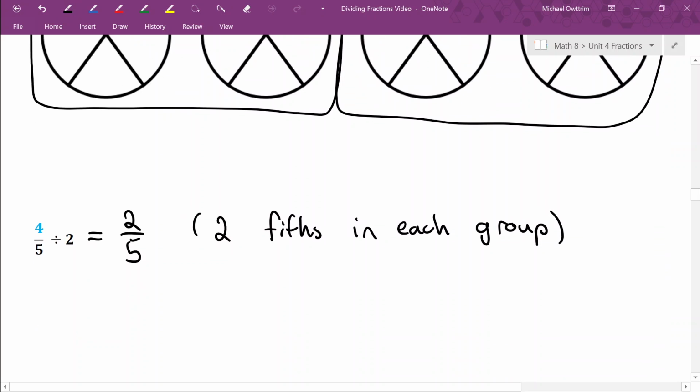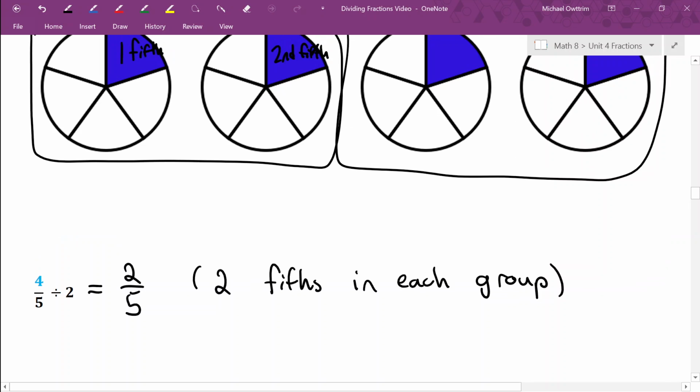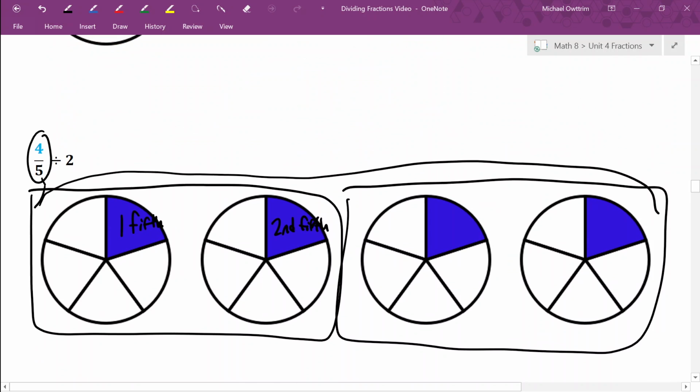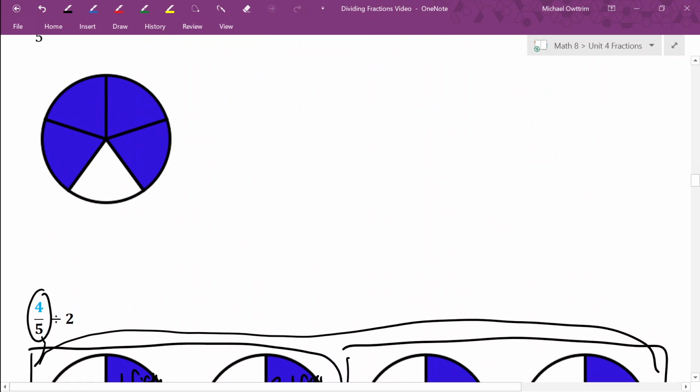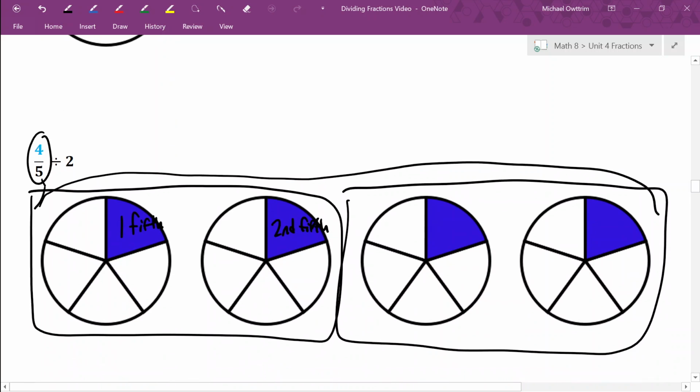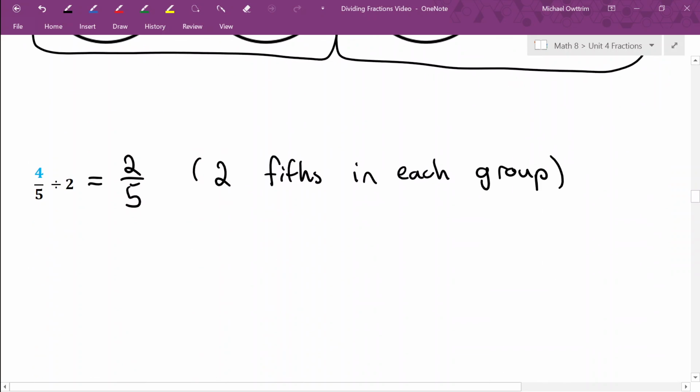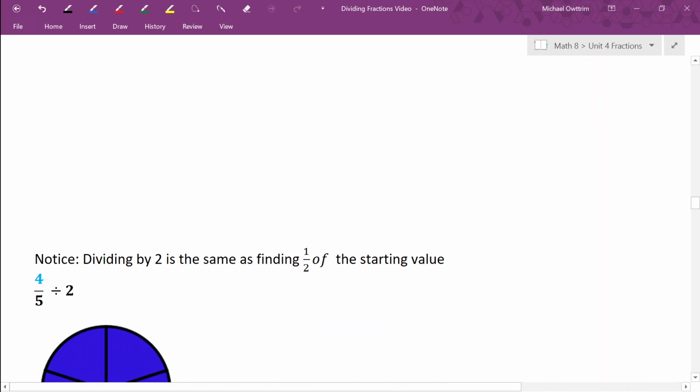And so if we look at that, we've got 4/5 divided by 2 is equal to 2/5. We can sort the pieces that we have. We have 4 of them, and we can split them up into two equal groups. That's going to cause there to be two of those parts in each of those groups. And so we can say that our answer is 2/5.